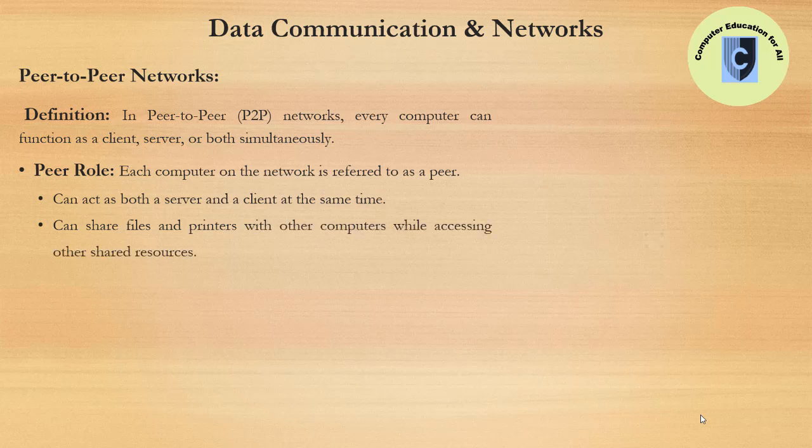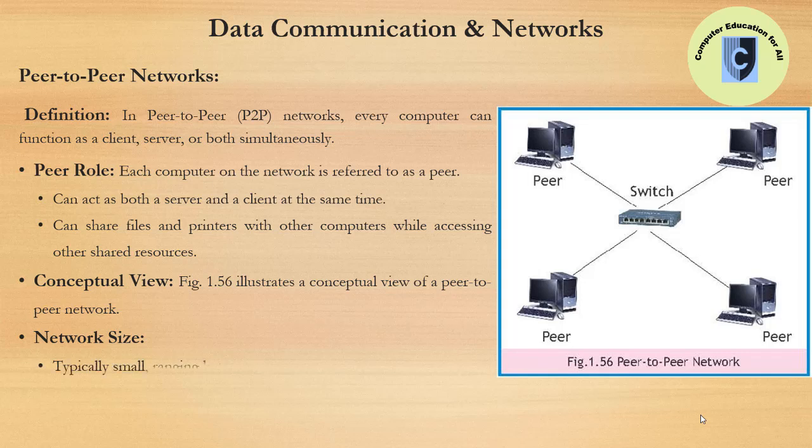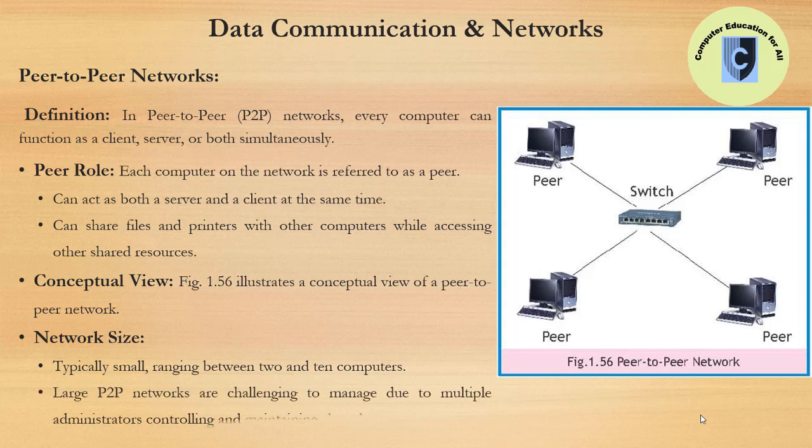A conceptual view of a peer-to-peer network is shown in Fig. 1.56. Peer-to-peer networks tend to be relatively small. Most of these networks range between 2 and 10 computers. Large peer-to-peer networks become difficult to manage because so many network administrators control sharing and maintaining shared resources.